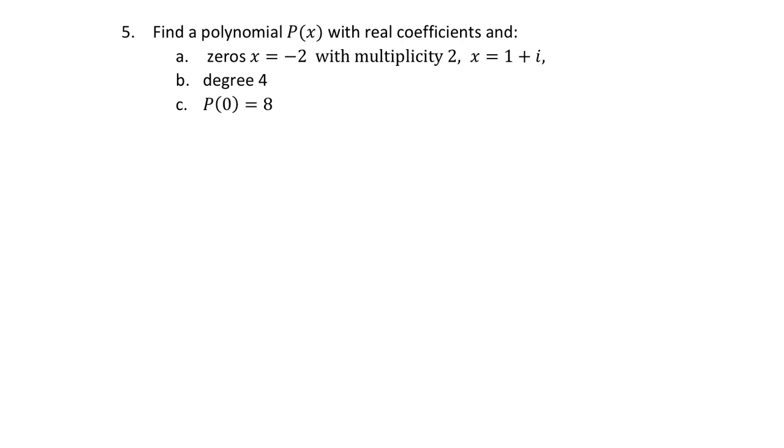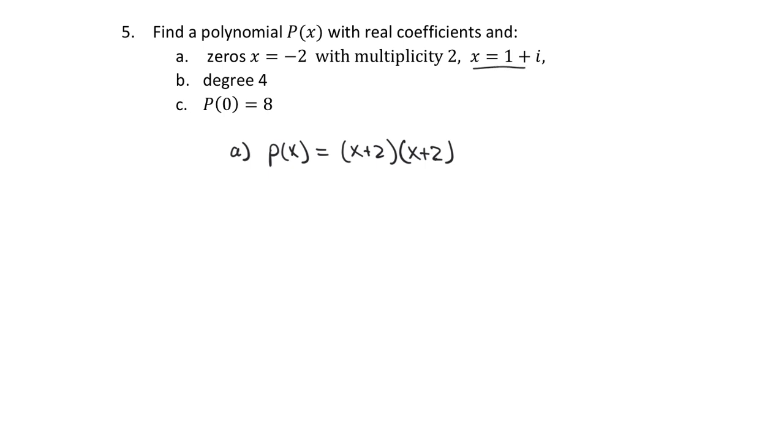Question 5 is also from Unit 2. This is Chapter 2, finding now a polynomial. And it's going to be degree 4, which means we should have 4 zeros listed. So we have x equals -2 with a multiplicity of 2. So for part A, if x equals -2, then that means x plus 2 is one of the factors, and it has multiplicity 2. I'm going to write it twice.